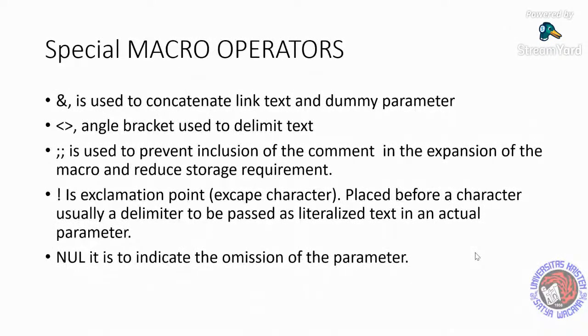So these are the special macro operators. The ampersand character is used to concatenate the text and dummy parameters. Angle brackets are used to delimit the text. Semicolon, the double semicolon, is used to prevent inclusion of the comment in the expansion of the macro and reduce the storage requirement. Escape character: the exclamation point is placed before a character, usually a delimiter, to be passed as literal text in actual parameters. Null is to indicate the omission of the parameters.